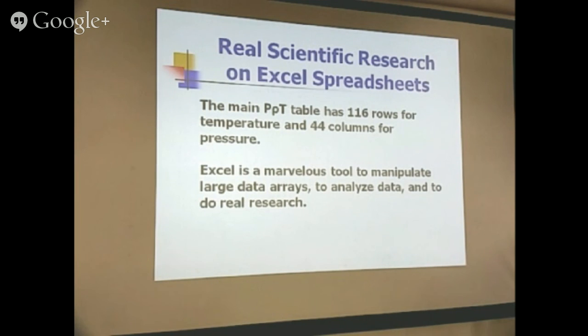The main P-rho-T data has 116 rows for temperature and 44 columns for pressure. So it's a very large coverage, from the triple point, which is 83 degrees Kelvin, to 1200 degrees Kelvin, and the pressure from 0 to 1,000 MPa. So it's about 1,000 atmospheres. Very large coverage.